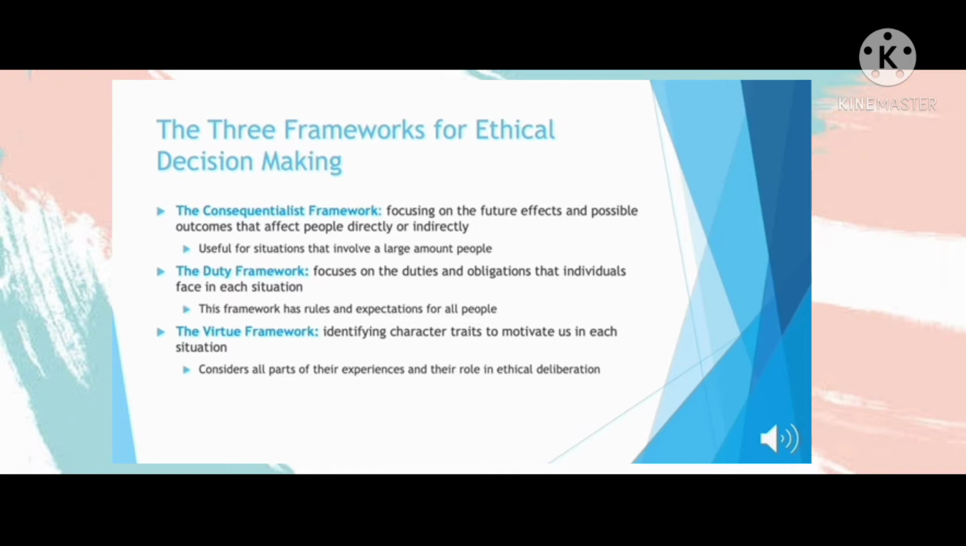Number 3 is the virtue framework, so identifying character traits to motivate us in each situation. It considers all parts of their experiences and their role in an ethical deliberation. So this is useful in situations that ask what sort of person one should be, and because it's based off of experience, it makes situations harder to resolve disagreements, since there can be more disputes regarding virtuous traits rather than ethical actions.